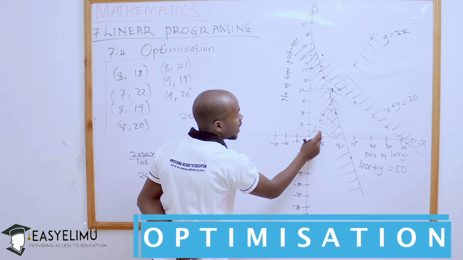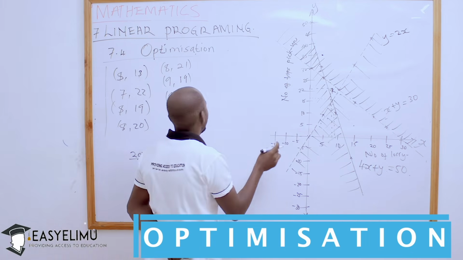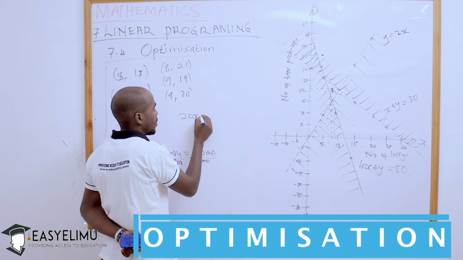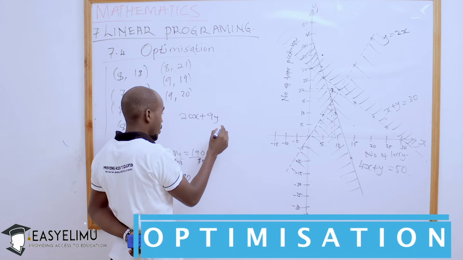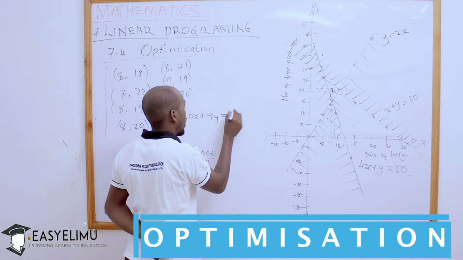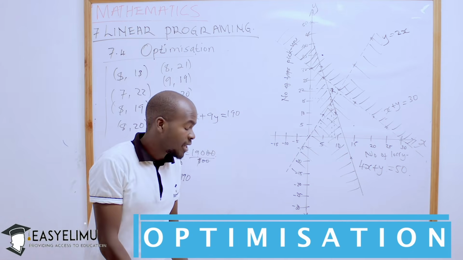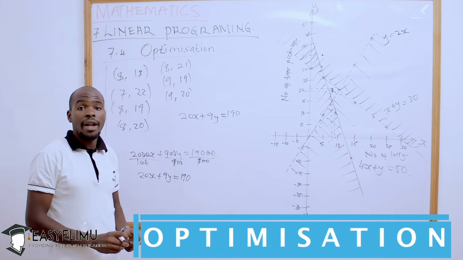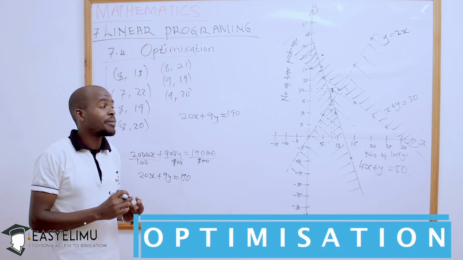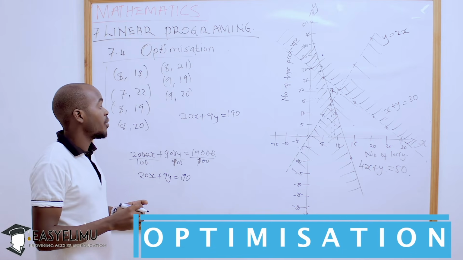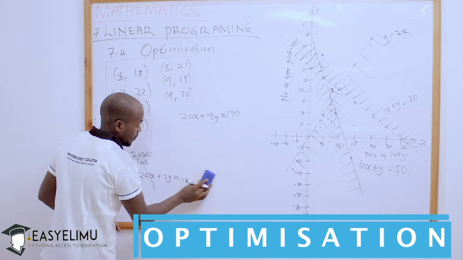Since this line is outside the region, we shall say 20x plus 9y is equal to 190. So we shall use this line which we form from that linear inequality, and that line will help us to find the minimum value or the maximum value that the contractor will spend. Let's draw that one on a Cartesian plane.